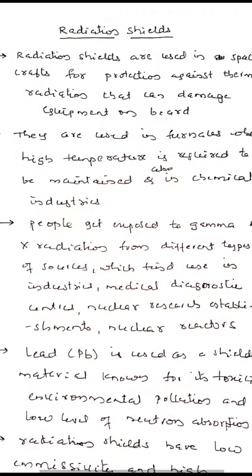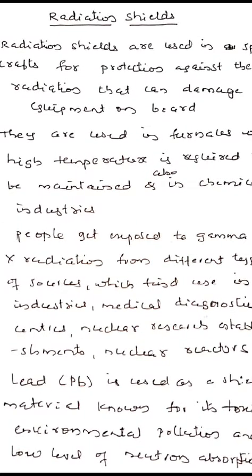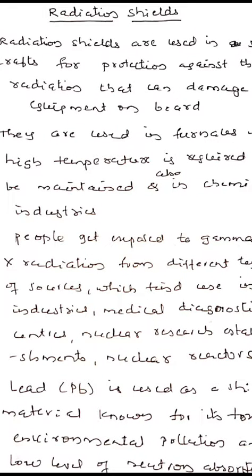Today we shall study about the radiation shields. So we all know that people are getting exposed to harmful radiation, gamma radiation and X radiations in medical diagnostic centers, nuclear research establishments, nuclear reactors, and some industries. It is necessary to protect the people from the harmful radiations. Also, radiation shields are used in space aircrafts to protect the people and the equipment on board. Radiation shields are also used to maintain the temperature in the furnaces.